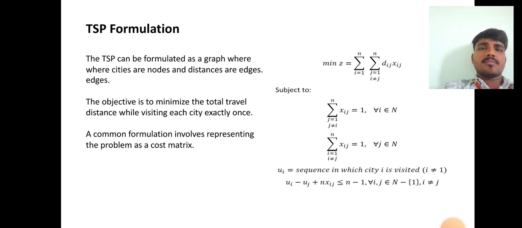TSP formulation. The TSP can be formulated as a graph where cities are nodes and distances are edges. The objective is to minimize the total travel distance while visiting each city exactly once. A common formulation involves representing the problem as a cost matrix.